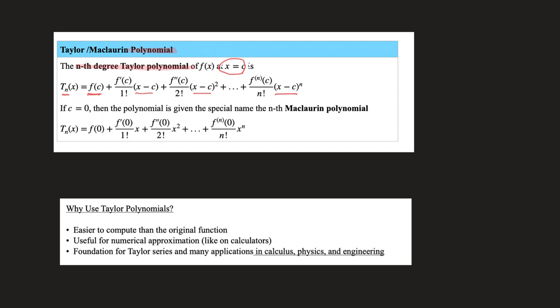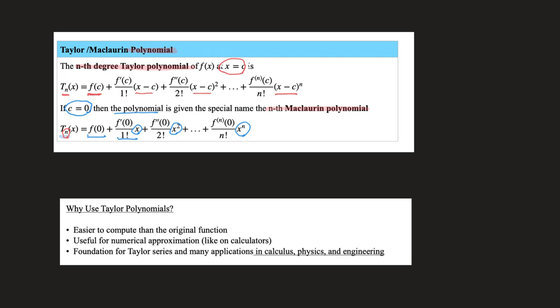Let's keep in mind the special case where the center is 0. The polynomial then gets a special name, the Maclaurin polynomial. Coming from the Maclaurin series, T of n is again the degree n polynomial. We add the constant term, degree 1, degree 2, until degree n. That's how we define the nth degree Taylor polynomial and the nth degree Maclaurin polynomial, right?